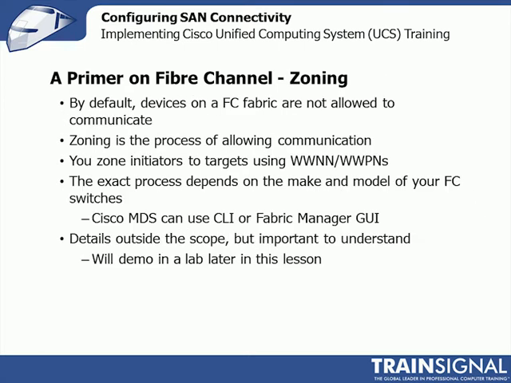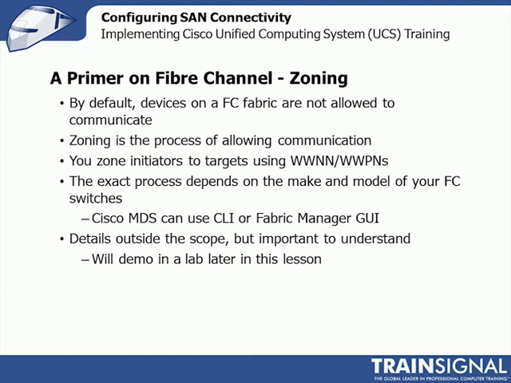So by default, we're just kind of going back over what I said in my monologue there. Devices on a Fibre Channel fabric are not allowed to communicate. Zoning is allowing that communication. So you zone and then you LUN mask. You zone initiators to targets using WWNNs and WWPNs. Normally we use port names.